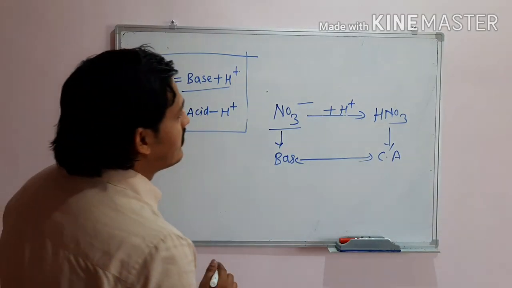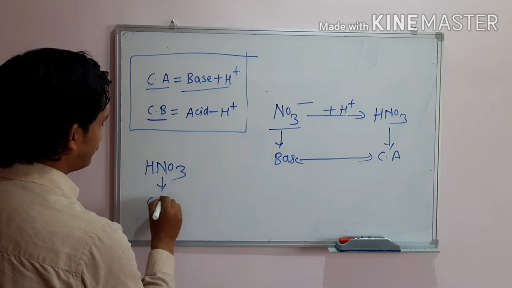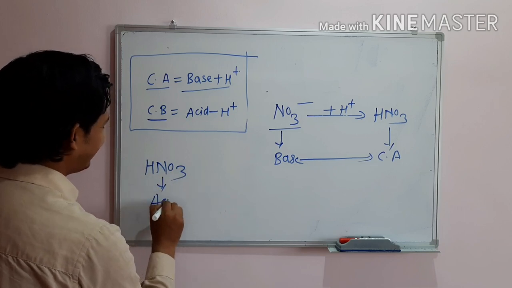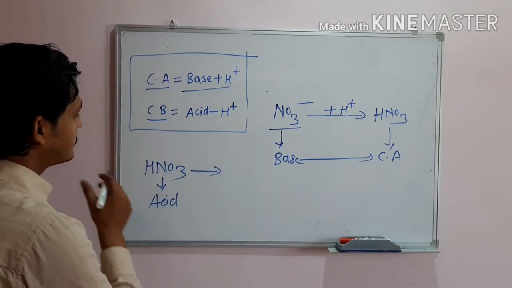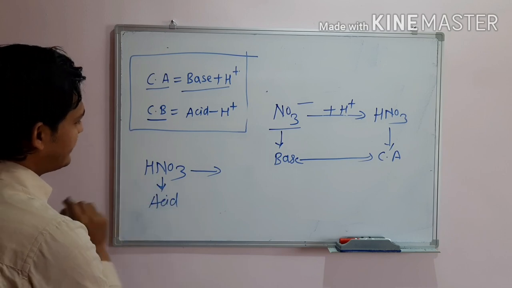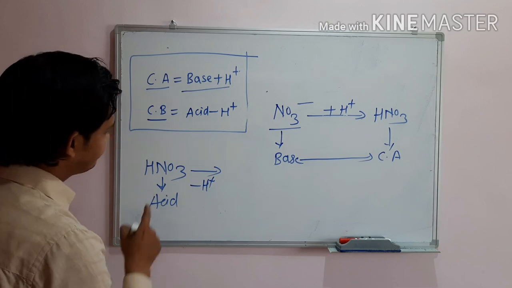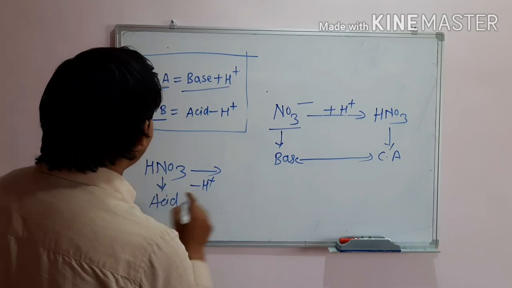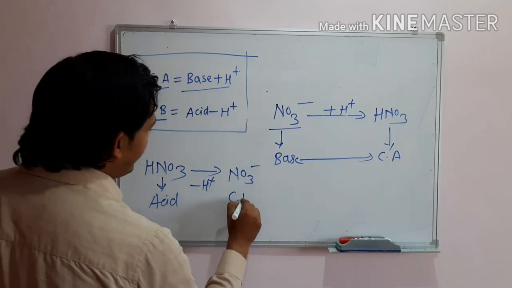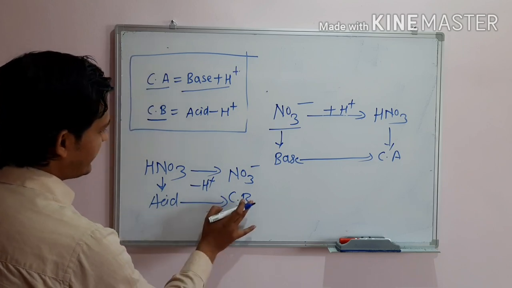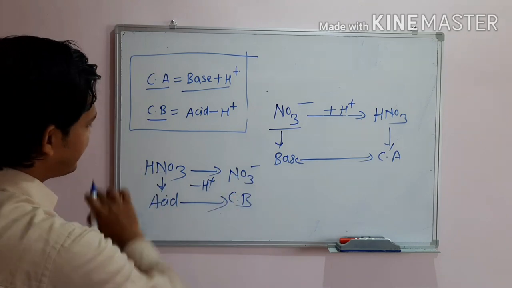Now HNO3, I definitely know it is an acid. But I am not changing the rule: for an acid, if I remove 1 H plus, it will form NO3 minus. Acid minus H plus gives the conjugate base. Now this is the conjugate base of this acid, HNO3. NO3 minus is the conjugate base for this acid HNO3.